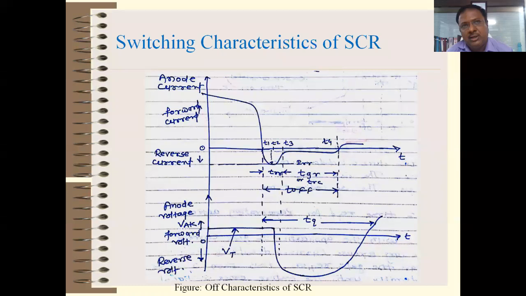So what does natural commutation mean? The SCR is a unidirectional device. So if you are applying a positive voltage, or a positive half cycle, it remains on till 180 degrees. After 180 degrees, the cycle gets reversed, so automatically the SCR turns off. That is called natural commutation.